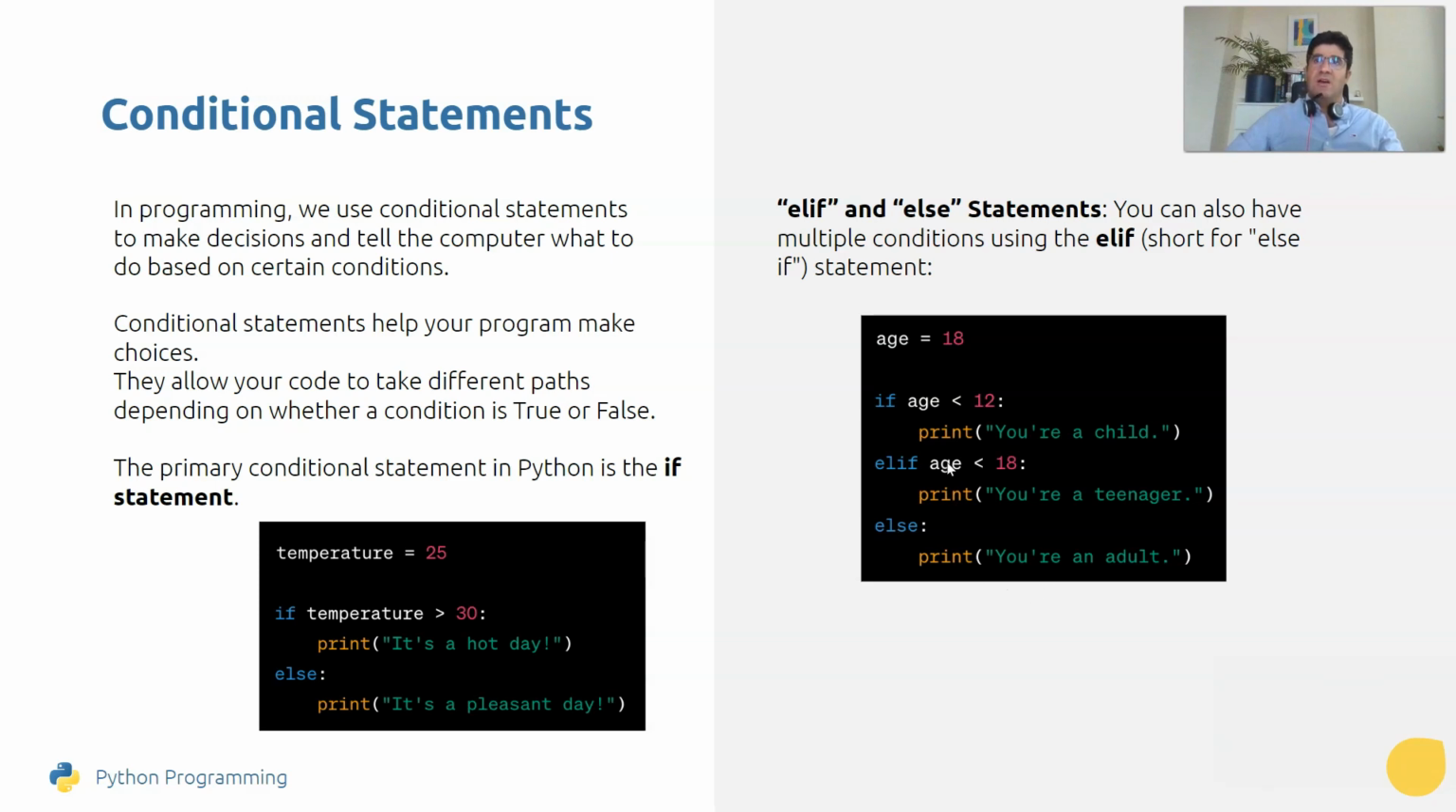So we can say we have three conditions. If the age is less than 12, if the age is between 12 and 18, and then if the age is greater than 18. So else-if will help us to check more conditions in the if statement.